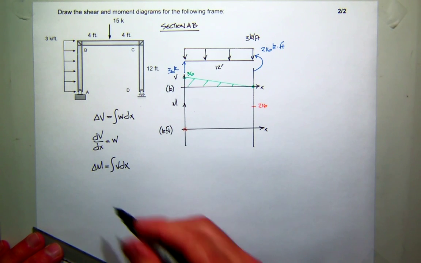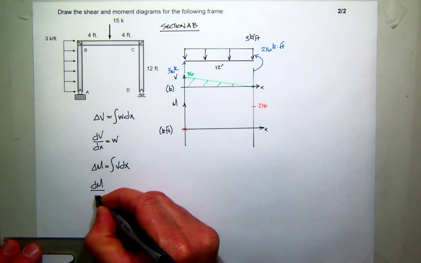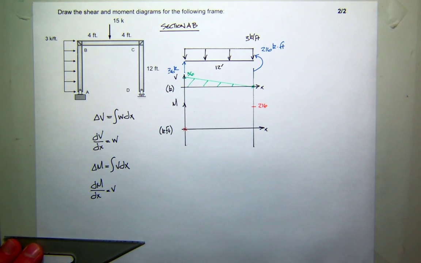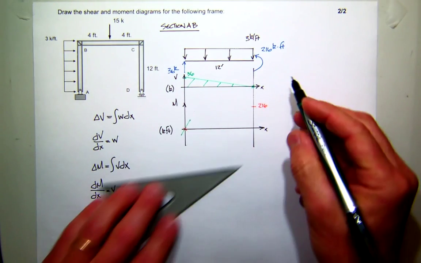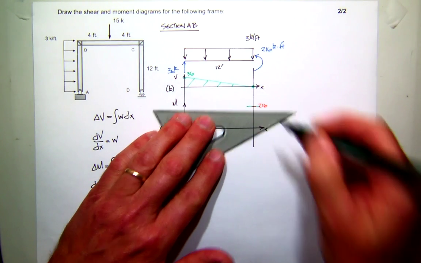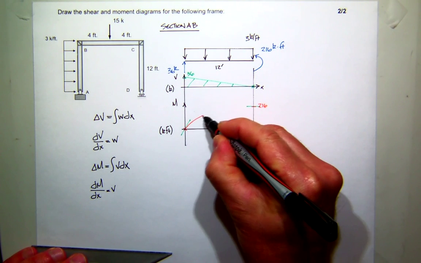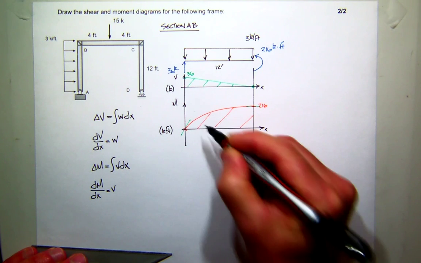That's great. And we also know that the slope of the moment diagram is equal to the shear. So what does our shear start off at? Big. And decreases to 0. So there's our slopes. So if we try to draw something that fits that, we'll get something like that. There's our moment diagram.